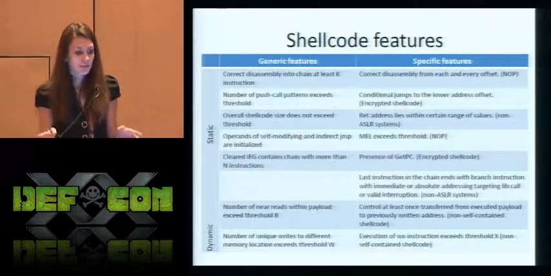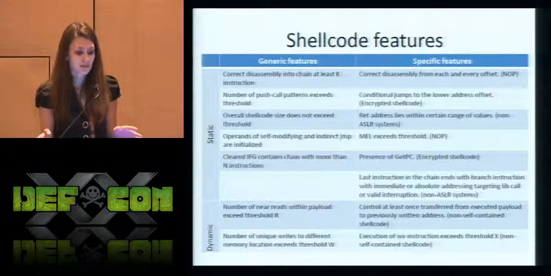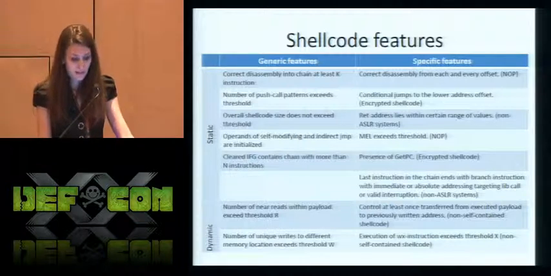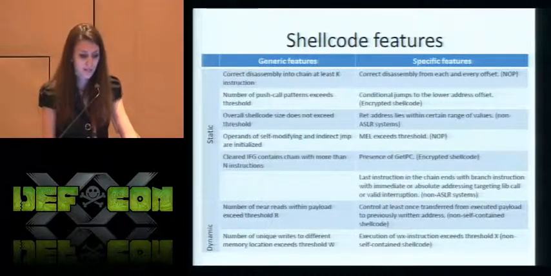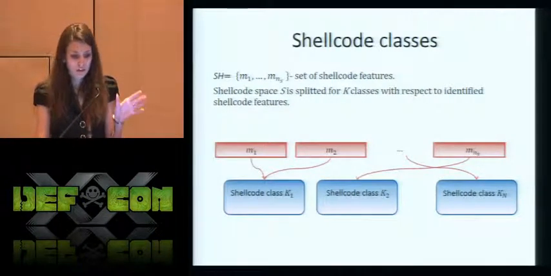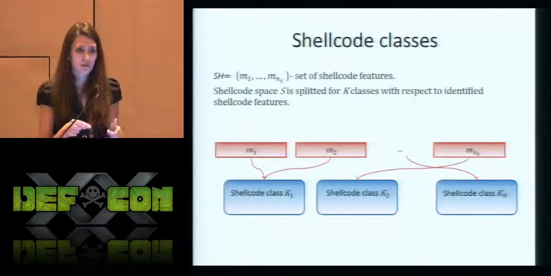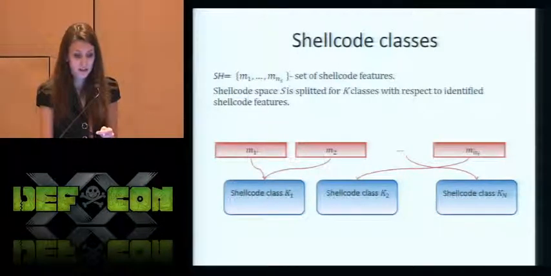Some of them could be detected only by static analysis, some could be detected by dynamic analysis only, and some examples of them are listed in the current slide. So given such a set of shellcode features, we can divide shellcode space into several classes in such a way that one class can include one or even more shellcode features.